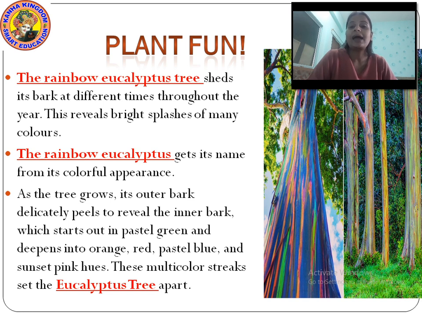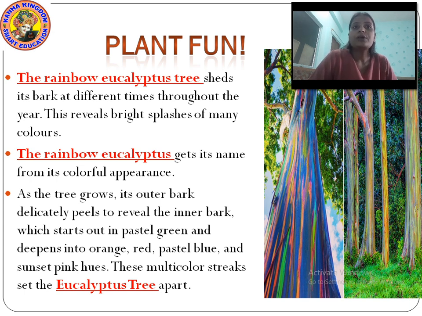In this slide I have given the picture of this tree, eucalyptus tree. You can see how it looks. Okay, it is originally from Australia and it is an evergreen tree. Now this eucalyptus tree we also call the rainbow eucalyptus tree.